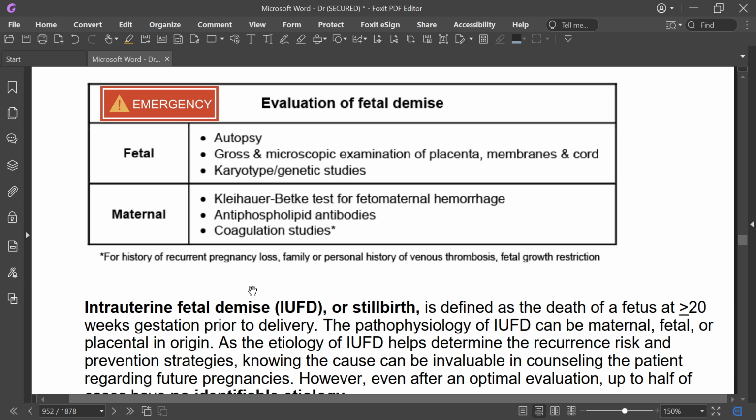Evaluation of fetal demise includes autopsy, gross and microscopic examination of the placenta, membranes and cord, karyotype, and genetic study. Maternal evaluation includes Kleihauer-Betke testing for fetal-maternal hemorrhage, antiphospholipid antibody, and coagulation disorder. These are the maternal causes for evaluation of fetal demise.